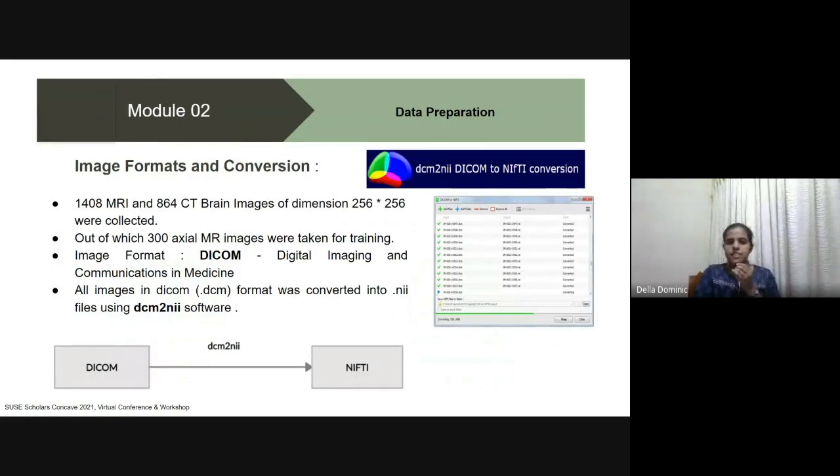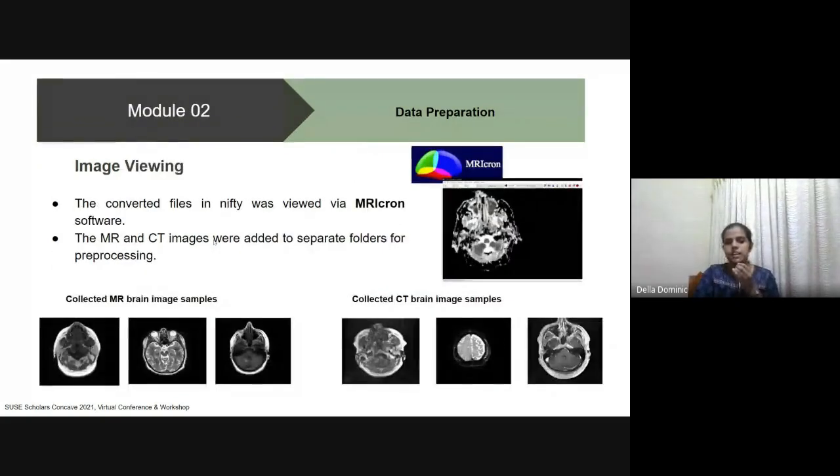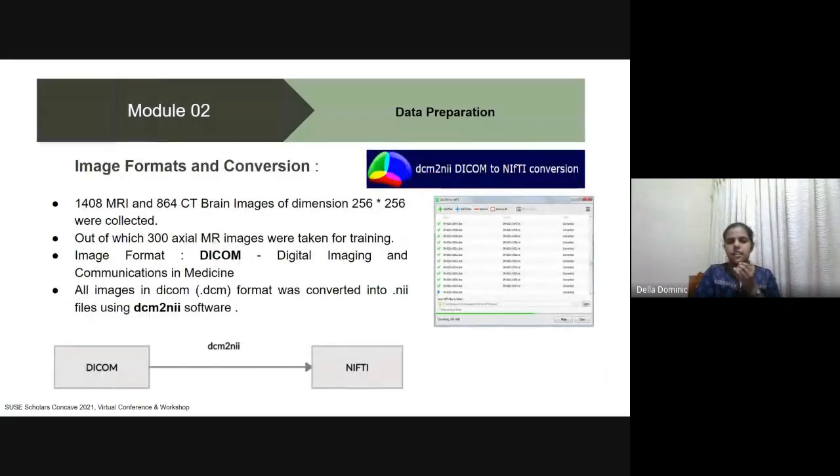Out of these images, 300 axial images were collected because uniformity of the data set largely affects the training of the generator and the discriminator model. Hence, it is important that images are of the same section type as well as defects. Images with larger defects were avoided.